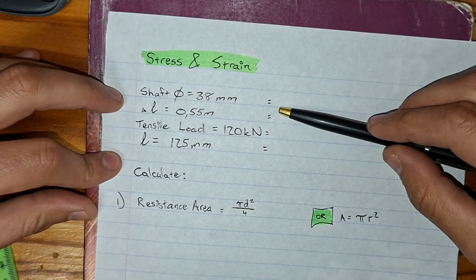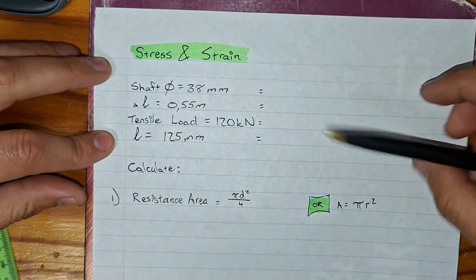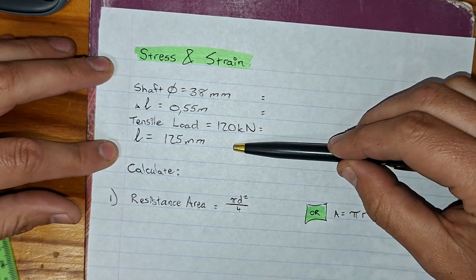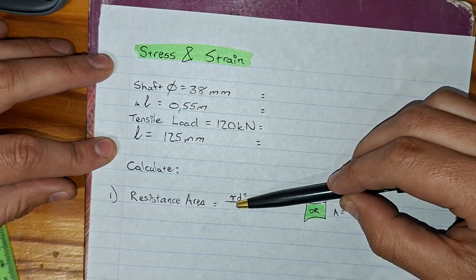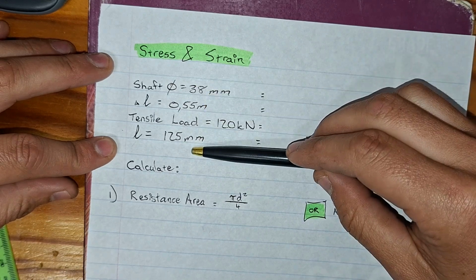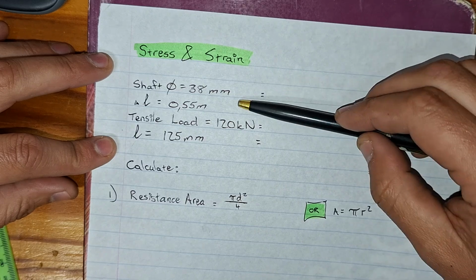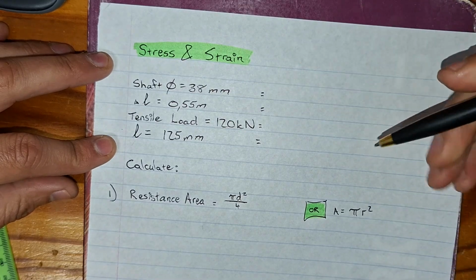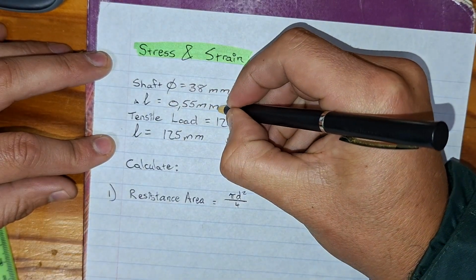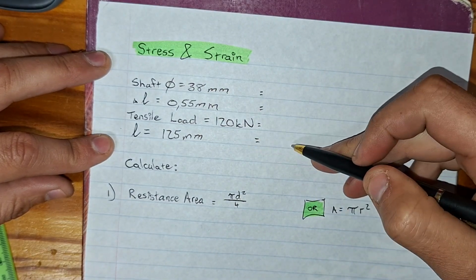Then, from the given information, it is always suggested that you write down everything point by point individually before you start with the calculations themselves, so that we can change all of these values to standard units, which is millimeters to meters. This one is also millimeters to meters, kilonewton to newton, and millimeters to meters.